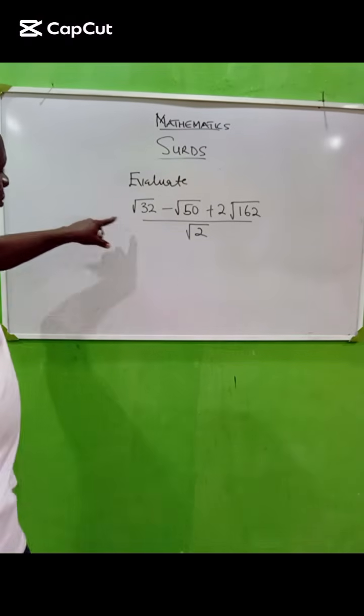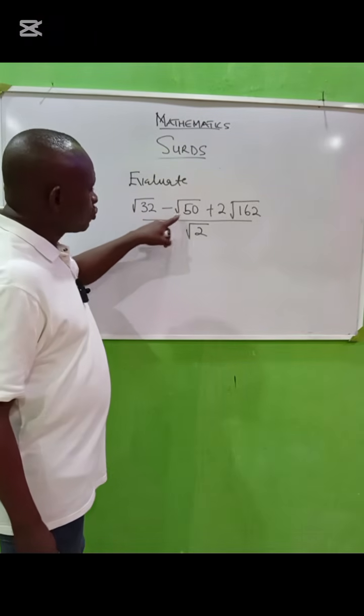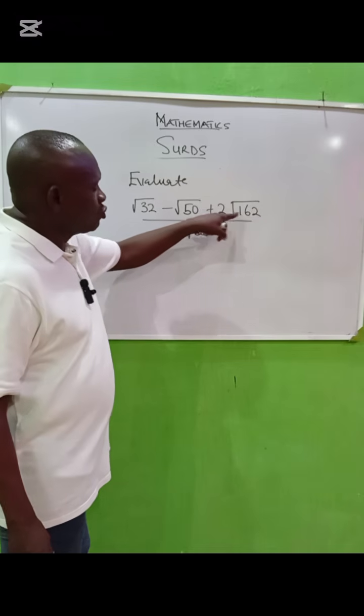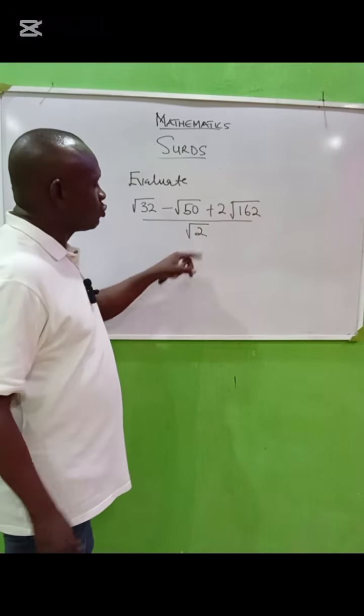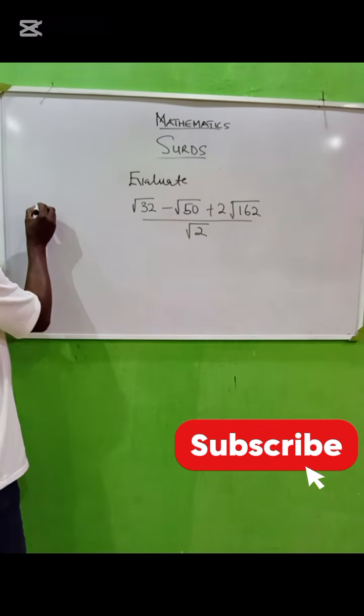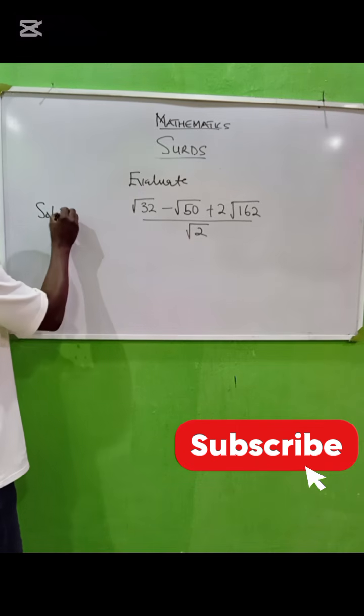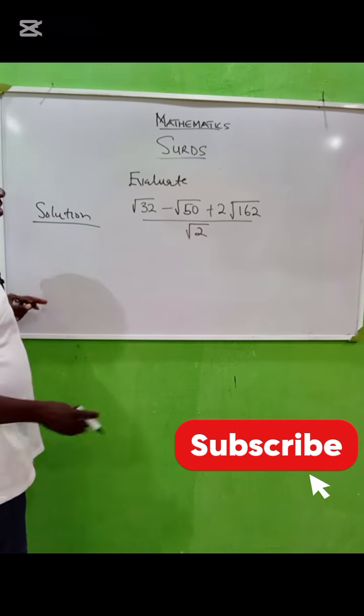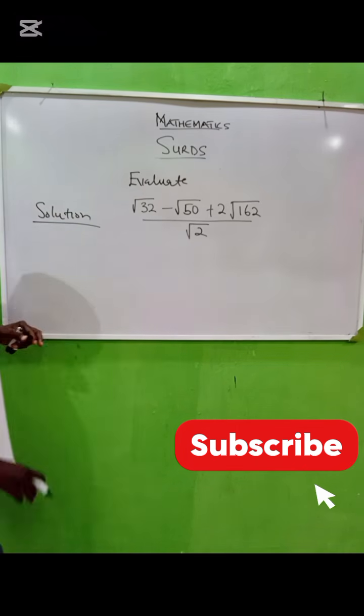We are asked to evaluate (√32 − √50 + 2√162) all over √2. Now, first of all, let's break down the numerator.